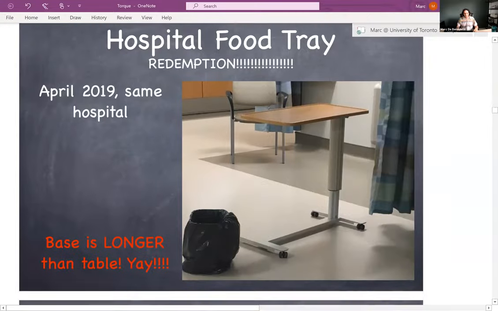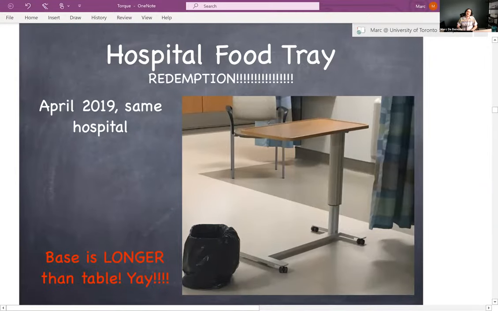I have a follow-up to that. Last year, one of my parents had to go into a hospital, exactly the same hospital, for a routine procedure. Luckily, it was nothing major. And while I was in the waiting room, I noticed that the hospital food trays there were new looking. Same hospital where I had my surgery. I was looking at this and I probably looked like a weirdo, walking up to a hospital food tray and looking at it quizzically. However, trust me, I made specific note of this. It looks like on the new hospital food trays, the base is longer than the top.